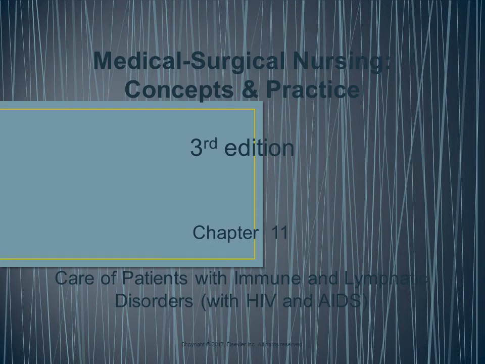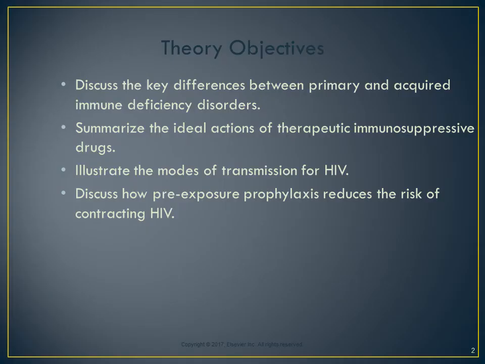Welcome to Chapter 11, Care of Patients with Immune and Lymphatic Disorders, including HIV and AIDS. Our theory objectives discuss key differences between primary and acquired immune deficiency disorders, summarize the ideal actions of therapeutic immunosuppressive drugs, illustrate the modes and transmissions for HIV, and discuss how pre-exposure prophylaxis reduces the risk of contracting HIV.